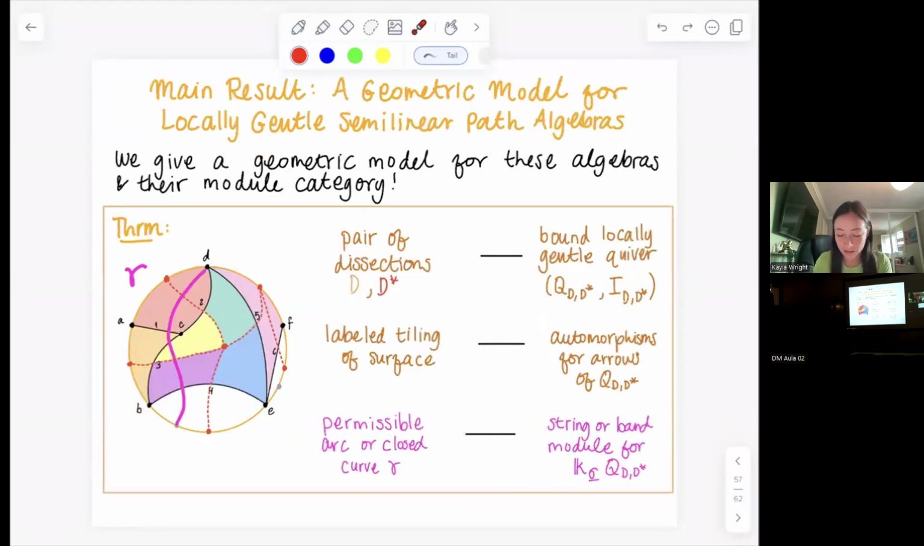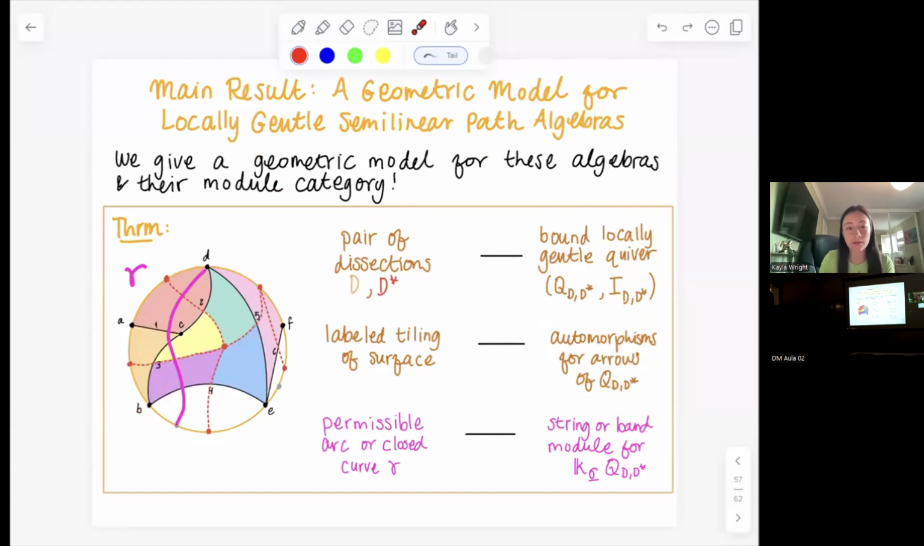Again, the way that the construction works is we have some quiver that's bound by relations, and the way that we can realize that on a surface is looking at a pair of dual dissections. The automorphisms that are associated to the arrows of our quiver are going to be given by this labeled tiling, the way that you color the surface after chopping it up using Zembyk's algorithm. And we wanted to look at what the module category looked like with the topology that we had.